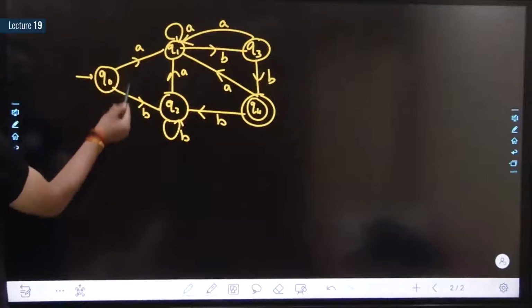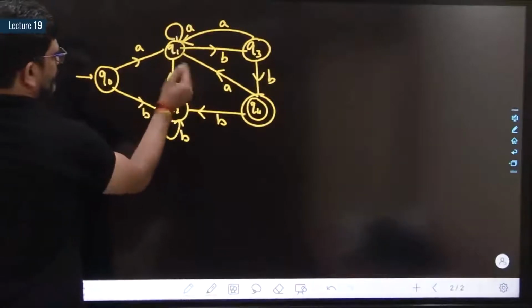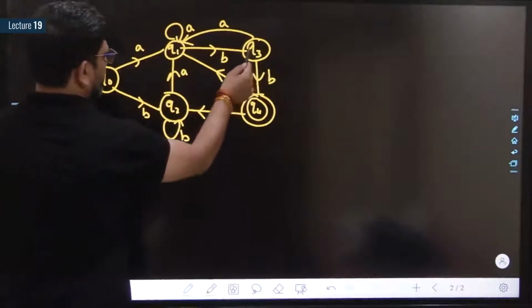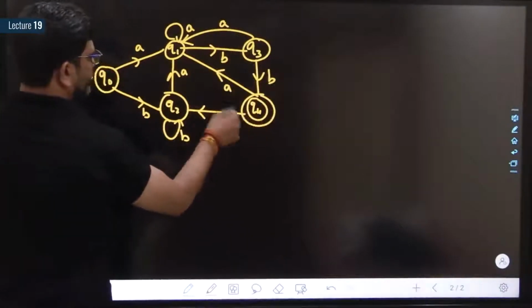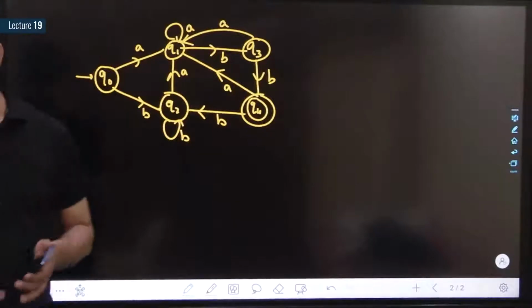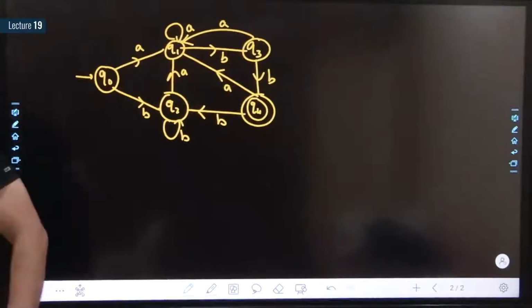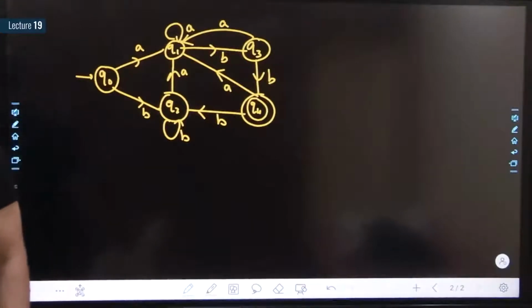Q0 has two transitions, Q1 has two transitions, Q2 has two transitions, Q3 has two transitions, Q4 has two transitions. Check whether the given DFA is minimal or not. If it is not minimal, then find out the minimal DFA.